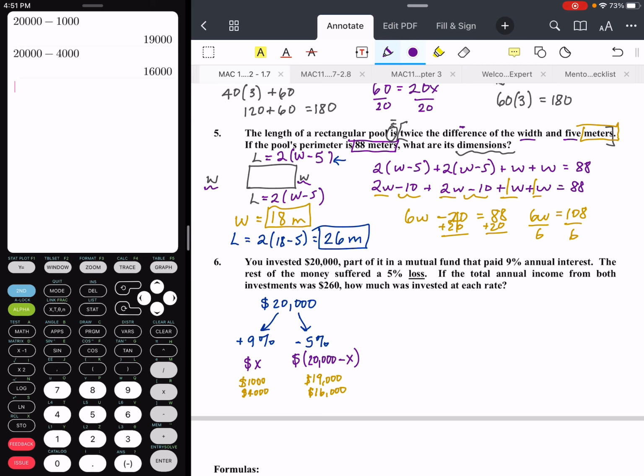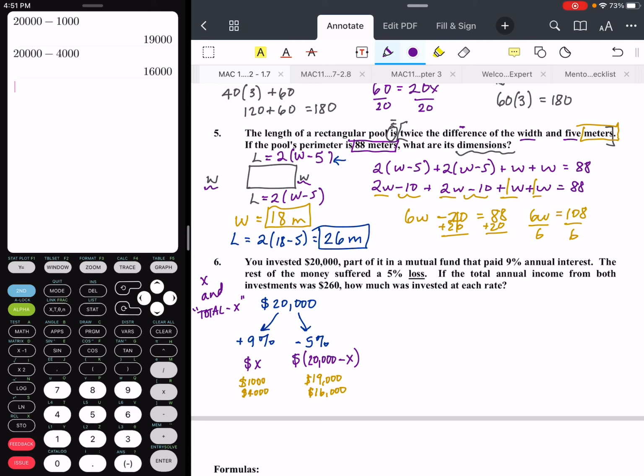So you'll see this a lot with these investment problems. Whatever your total amount is, when you're investing in the 2 accounts, you'll put X in one account, and then you'll put whatever your total is minus X into the second account. All right, so in this case, 20,000 minus x. All right, so now we want to set up an equation.